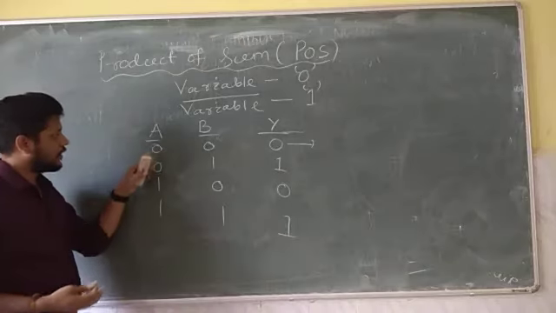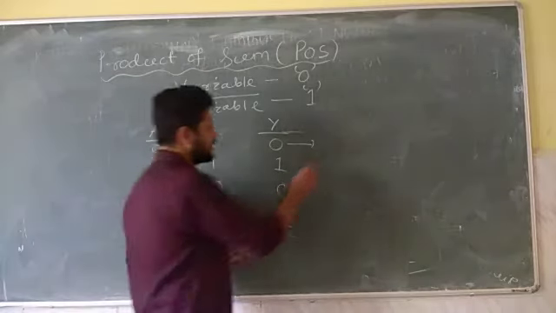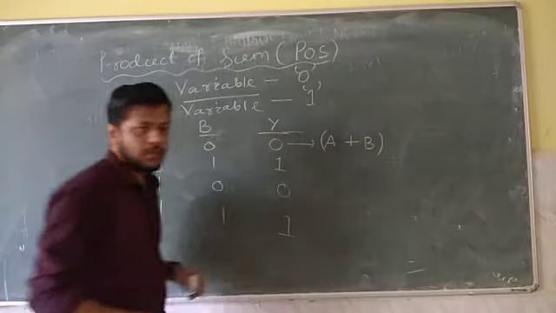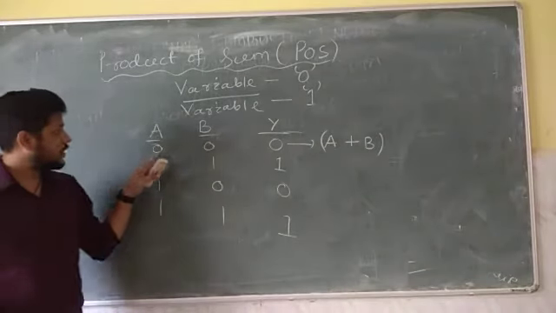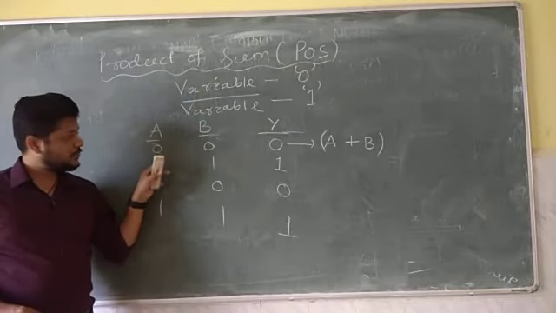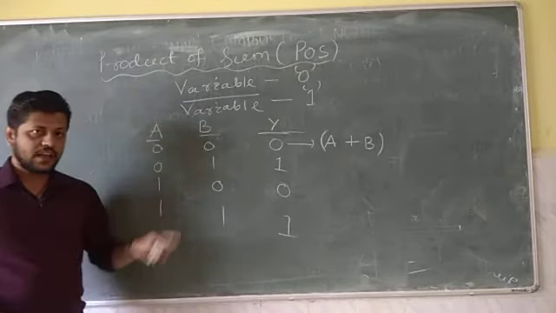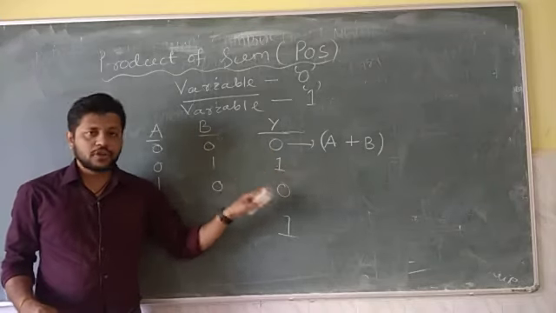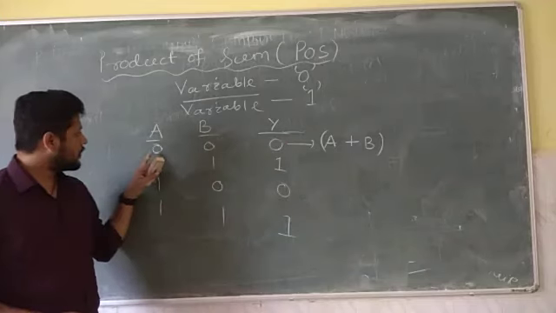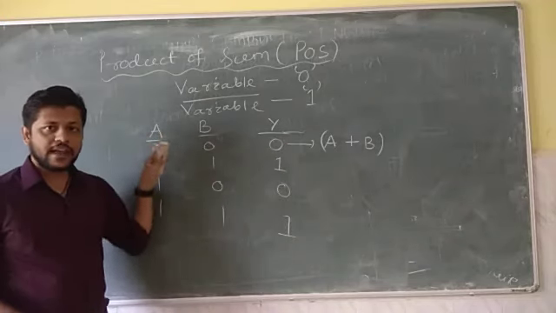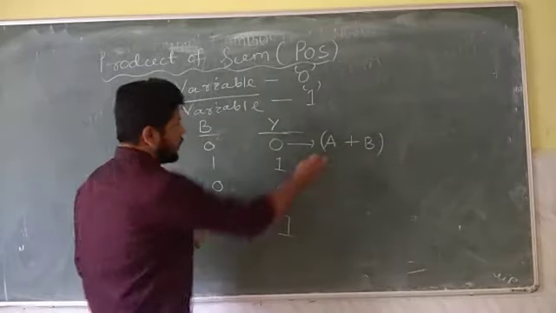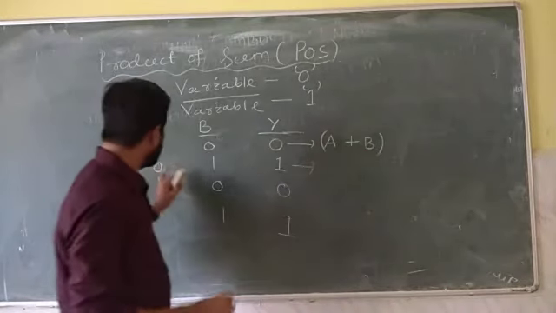So as I have explained you, here a is 0, b is 0. So how to write this? A plus b. Because here the variable is 0, so variable is directly written. So for 0 0 combination, the output is 0. As I have told you, we will write the expression only when the output is 0. So for 0 we will write the variable directly, so a plus b.